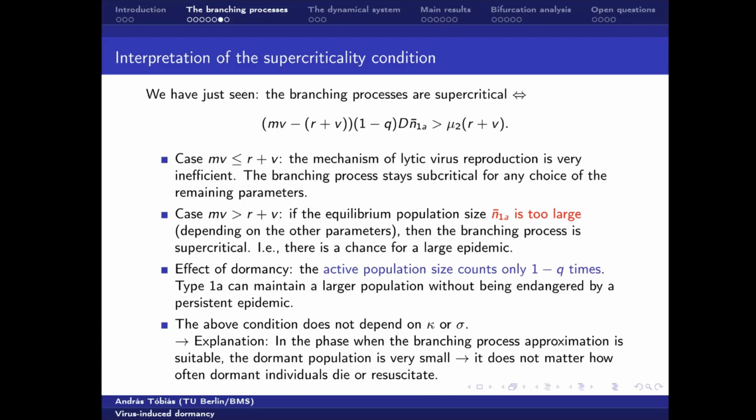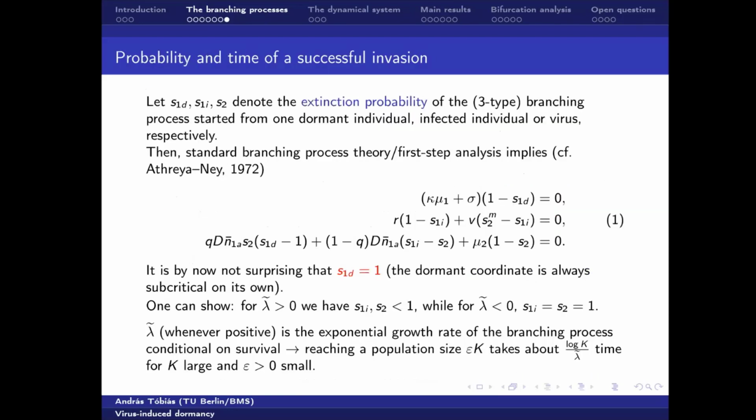And this constraint doesn't depend on kappa or sigma. So it doesn't matter whether all the dormant individuals die or all of them resuscitate, because they are so few in the beginning of the epidemic that it doesn't matter what they do, basically. Okay, so that's the branching process.